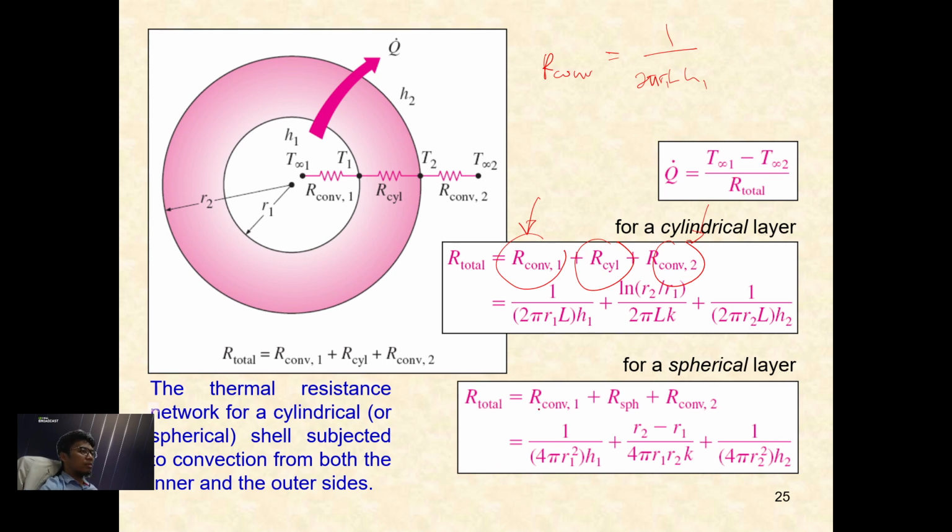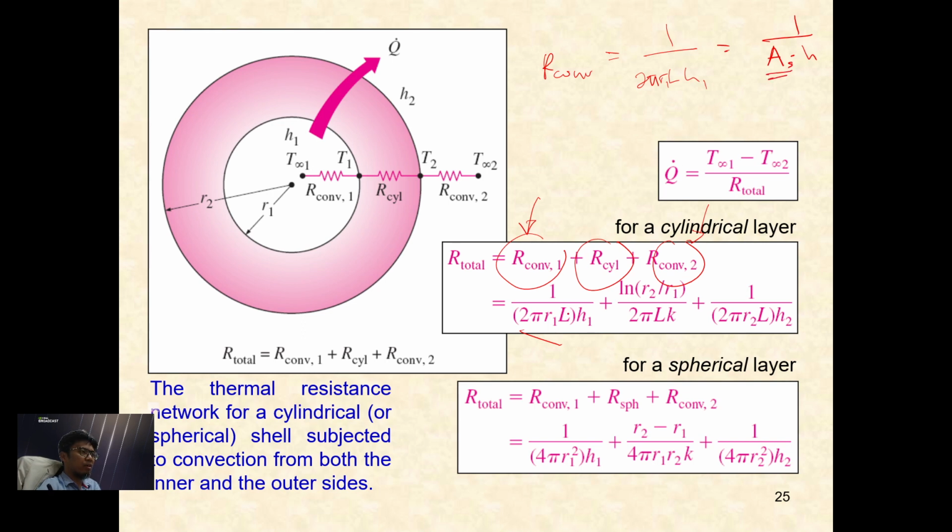So for spherical, it is different. It is 4 pi R squared times h. Last time this was A, right? For convection, R convection from the basic formula is 1 over A times h. A is surface area.